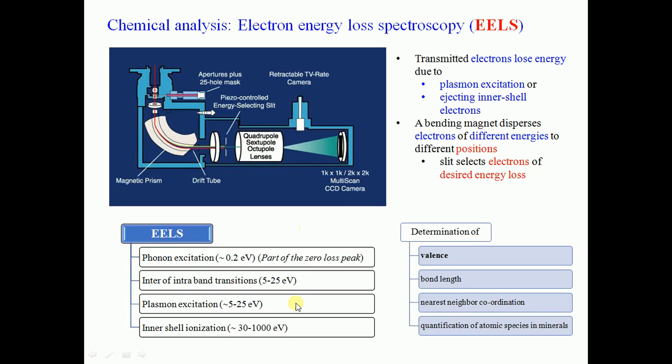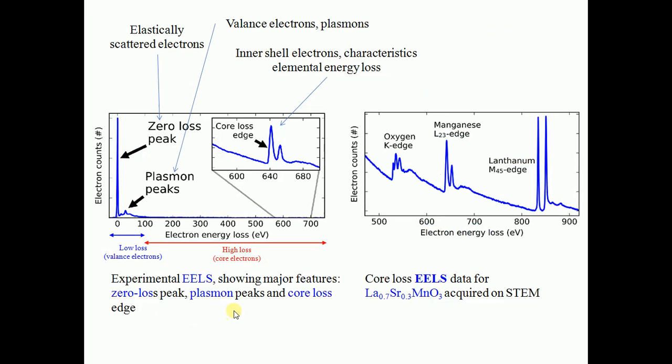So in the EELS spectrum, we get the phonon excitation, we get interband or intraband transition, we get plasmon excitation, and we get inner shell ionization. So this is the typical EELS graph. The experimental EELS spectrum shows major features like the zero loss peak.